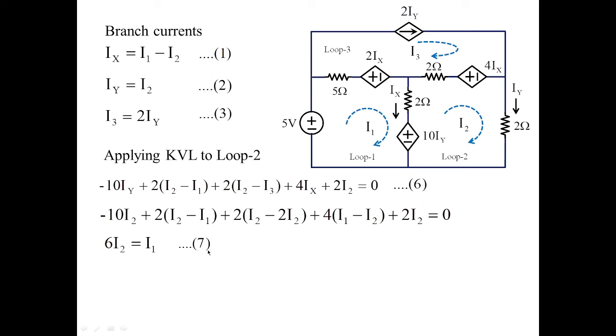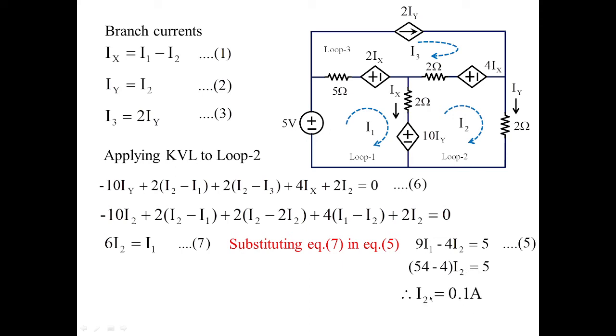Now we have already obtained equation 5 and equation 7. Substituting equation 7 in equation 5 will give you the value I2 equal to 0.1 amperes. Once we obtain the value of I2, we can obtain the value of I1, which is 0.6 amperes.